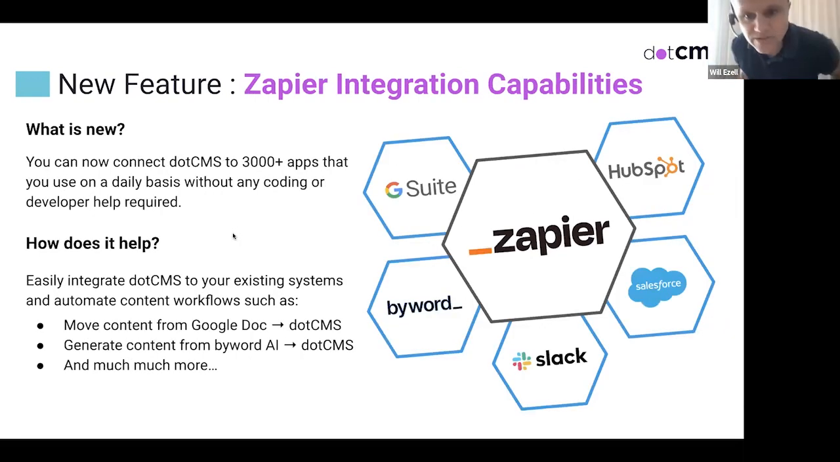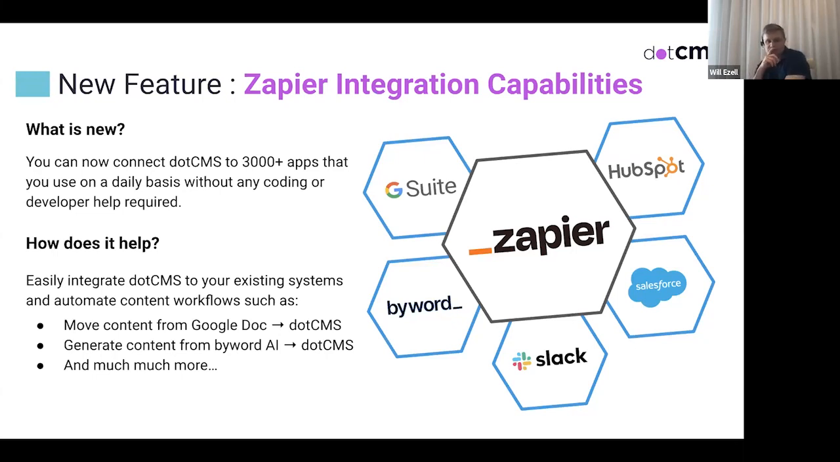Next up, one thing that I've talked about in previous roadmaps is Zapier integration. Zapier, for those of you who don't know it, is a tool, an integration of integrations. It allows you to connect almost any internet-based system with almost any other internet-based system, from Google Docs to Google Sheets to Salesforce to HubSpot to Slack to AI tooling like ChatGPT. You can connect those, and now you can connect dotCMS to those.